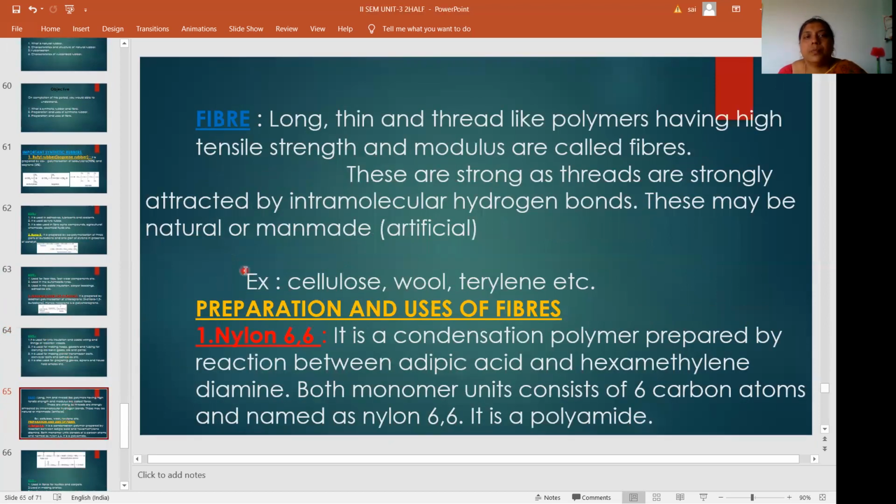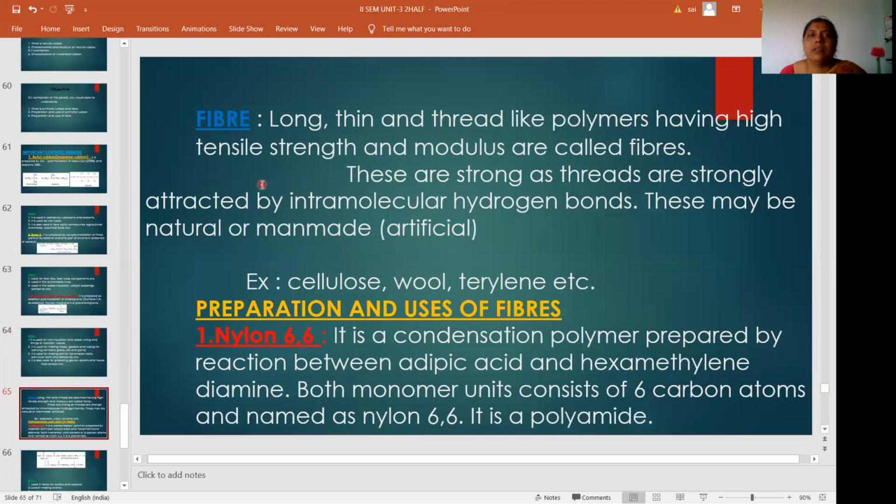So next our topic is fiber. What is a fiber? It is a very small topic. Long, thin, thread-like polymers having high tensile strength and modulus are called fibers. So they are very long and very thin, thread-like.